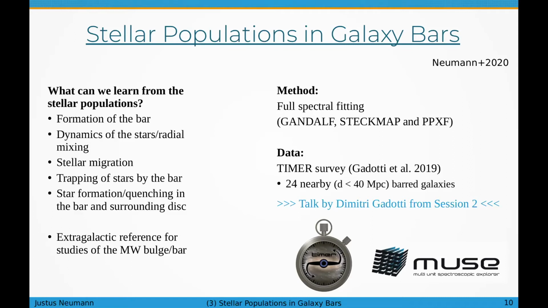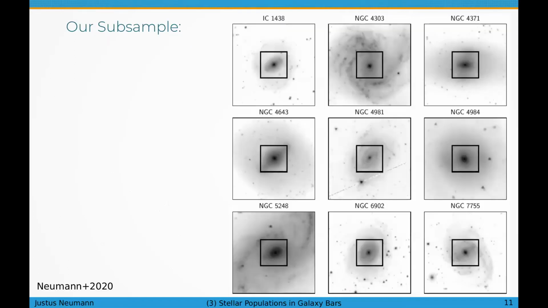There is a pre-recorded talk by Dimitri Gadotti about the survey in session 2. This is a survey of 24 very nearby barred galaxies with MUSE data. And I selected 9 galaxies for my study here. So these are the 9 galaxies. These are Spitzer images, and in black, you see the outline of the MUSE field of view.